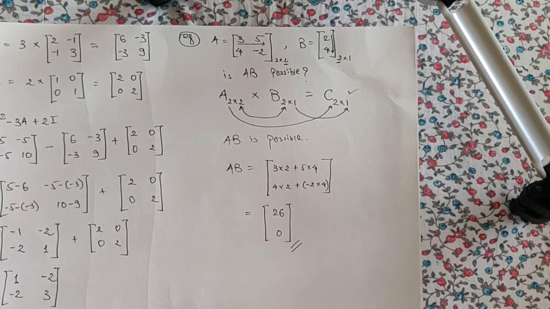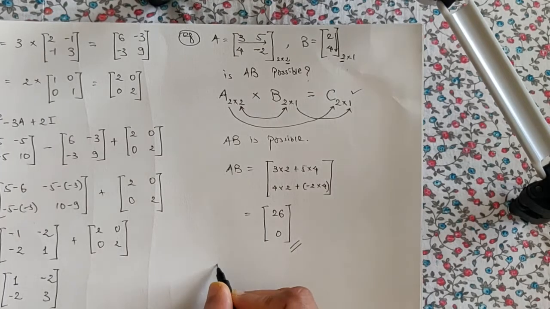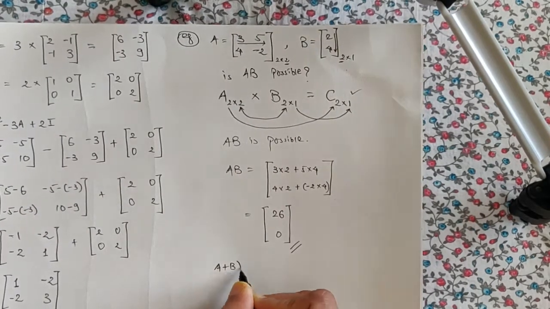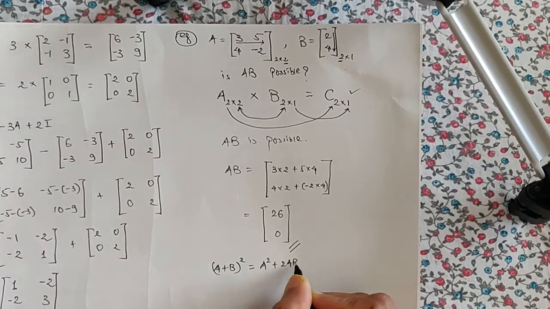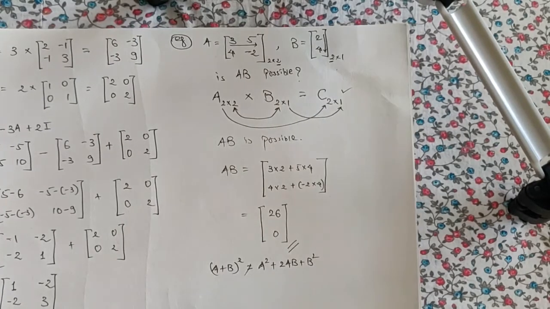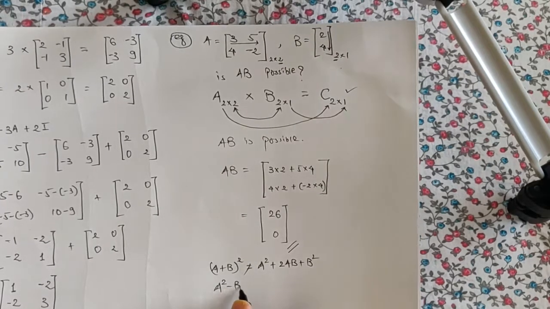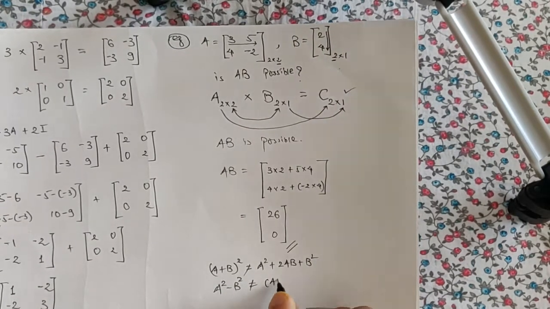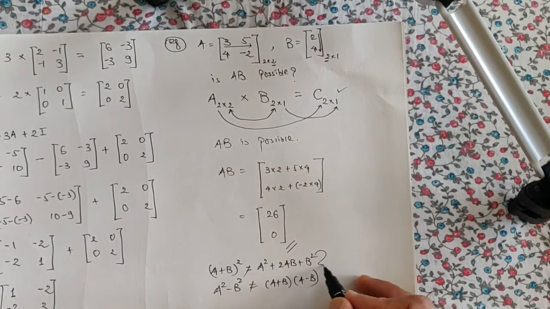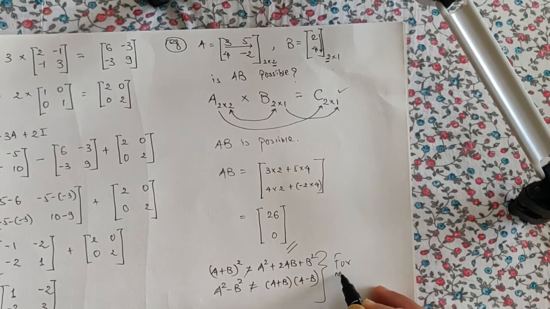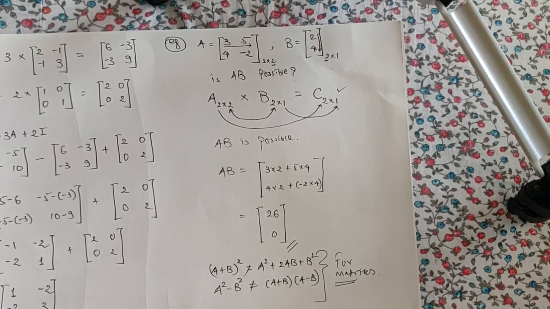Also, for matrices, you should note that the algebraic identities like (a plus b) the whole square is equal to a square plus 2ab plus b square are not valid. Algebra cannot be applied to matrices, like a square minus b square will not be equal to (a plus b) into (a minus b). So for matrices, algebraic identities are not applicable.